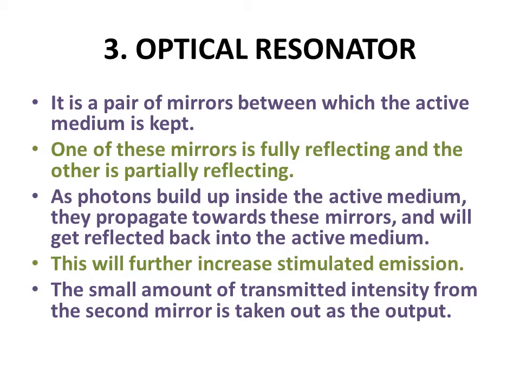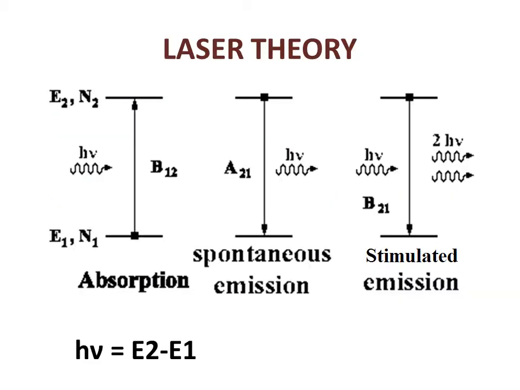The optical resonator is a pair of mirrors between which we keep the active medium, and one of those mirrors will be fully reflecting and the other one is partially reflecting. As the photons build up inside the active medium, they propagate towards these mirrors and get reflected back into the active medium, and this will further increase stimulated emission. The small amount of transmitted intensity from the second mirror is taken as the output of the laser.